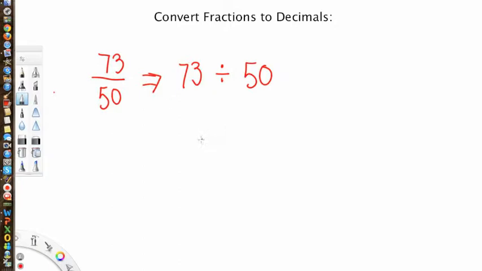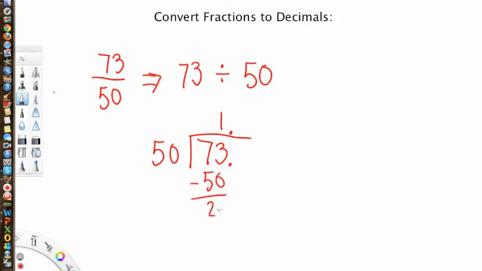We take 73, that goes in the house. We take 50, that goes by the front door. We put our decimal points in their proper places, and then we begin to divide. 50 goes into 73 once. You put that answer on the roof. 1 times 50 is 50. We subtract. 73 minus 50 is 23. I bring a 0 down.